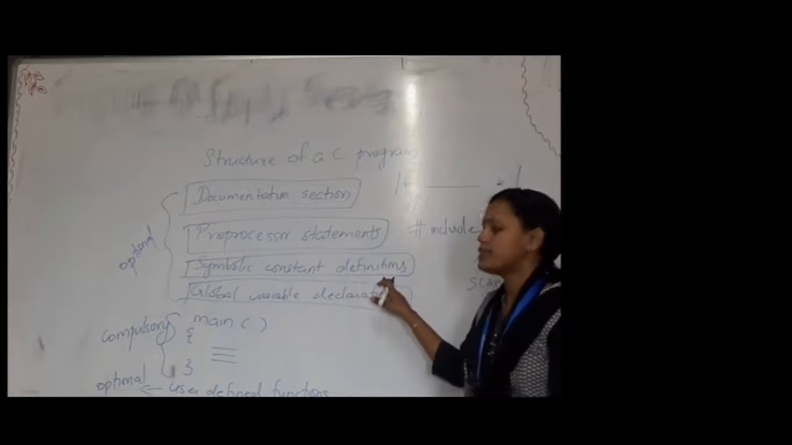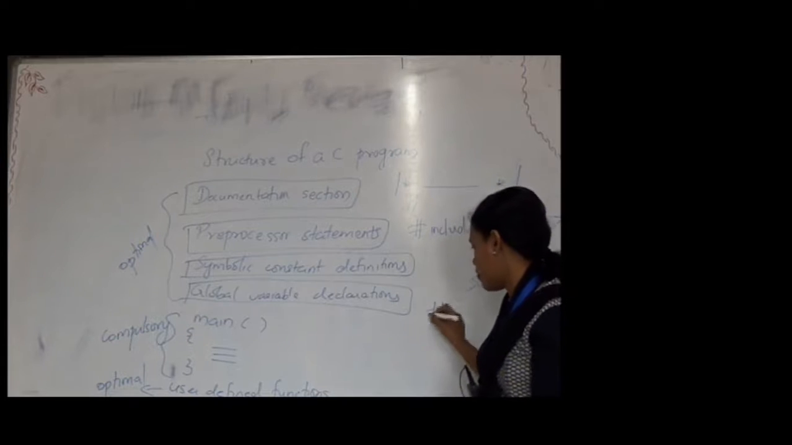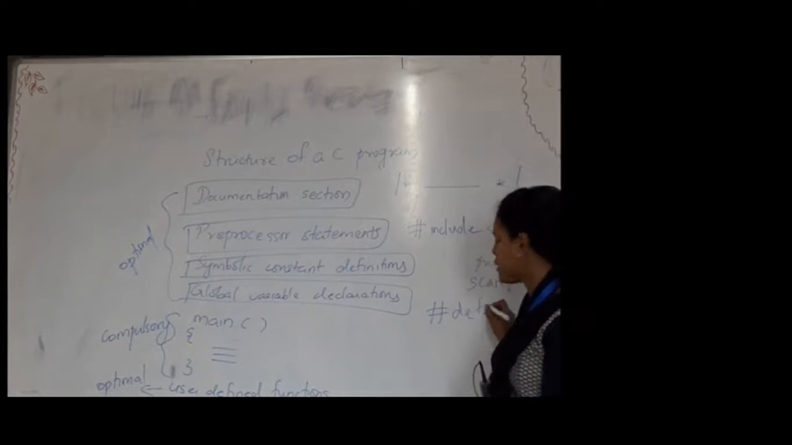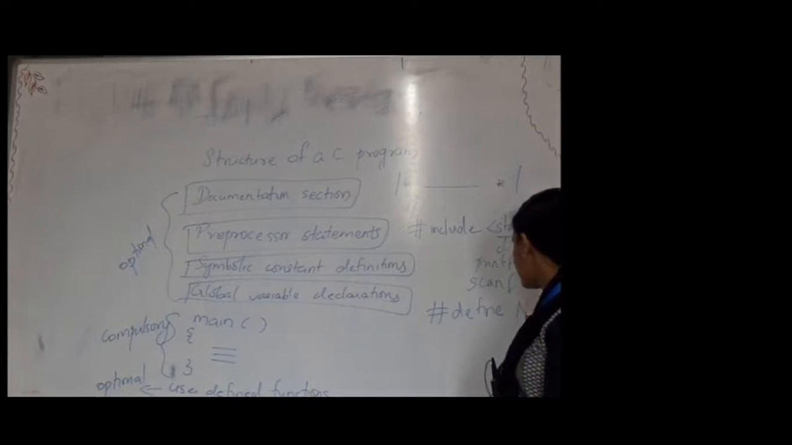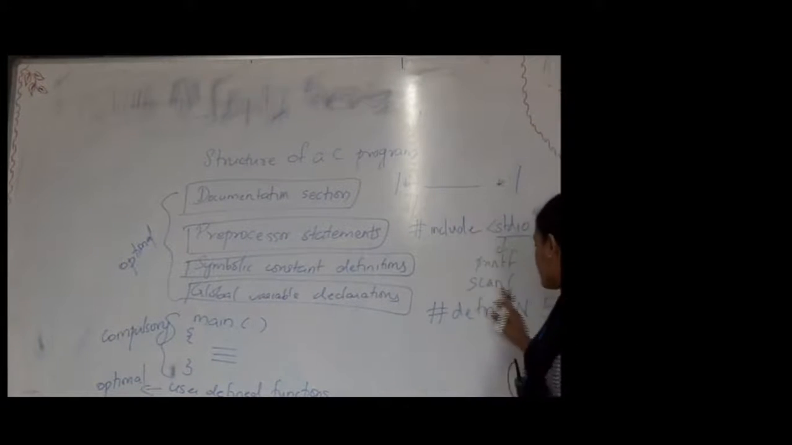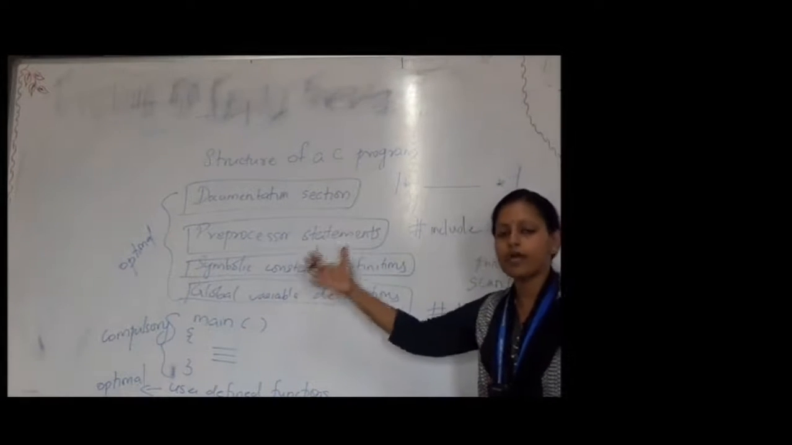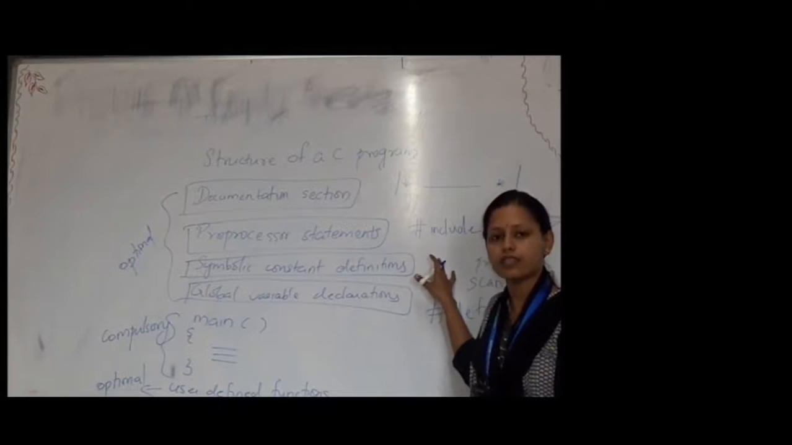The third part is symbolic constant definition. Symbolic constant definition has the form hash define. For example, consider the symbolic constant definition hash define N 5. So here I am defining 5 as a symbolic constant which is denoted by N. So throughout the program, wherever I am using N, it will be replaced by 5. So this is a symbolic constant definition which is again optional in our program. If we require, we can include symbolic constant definitions into the program.